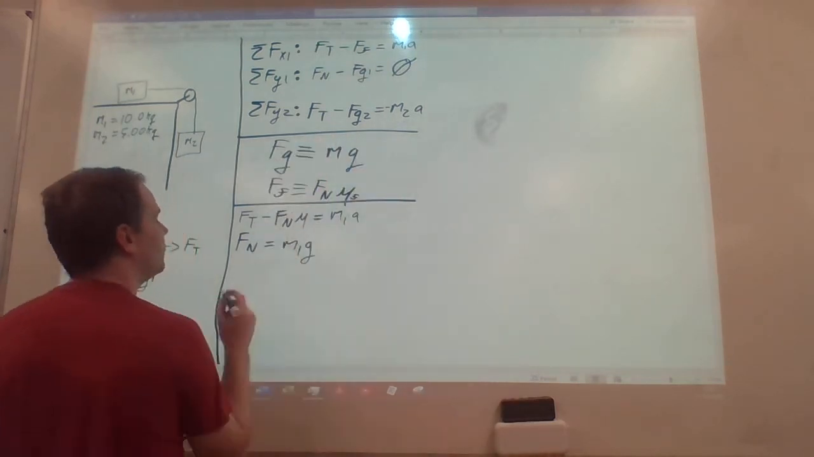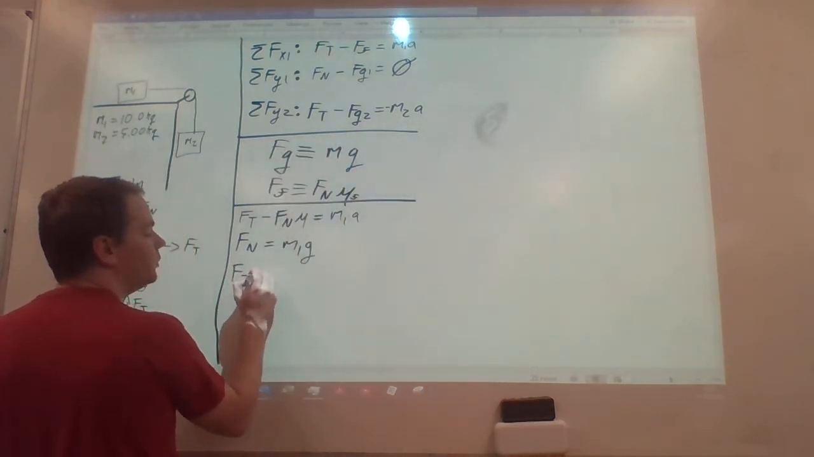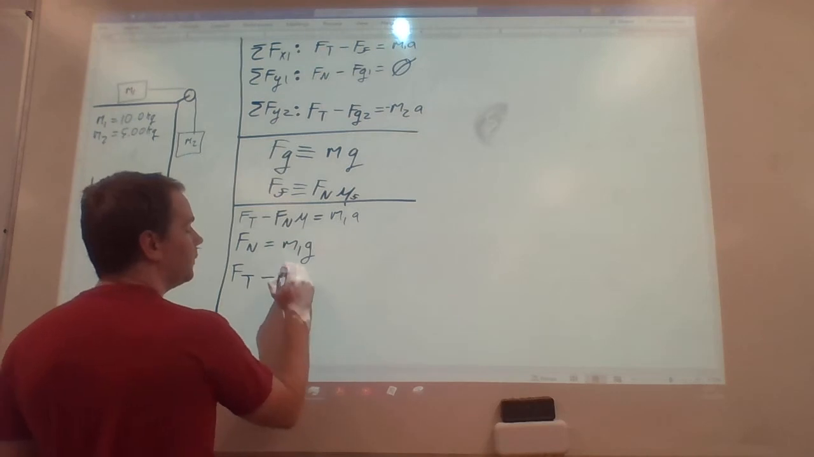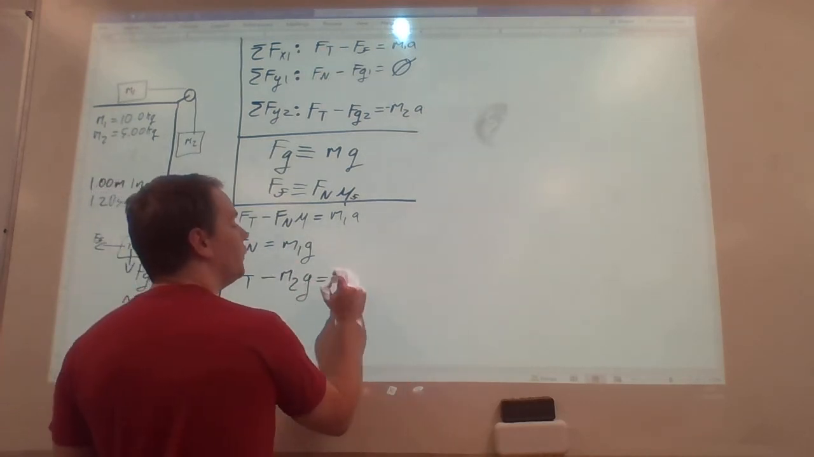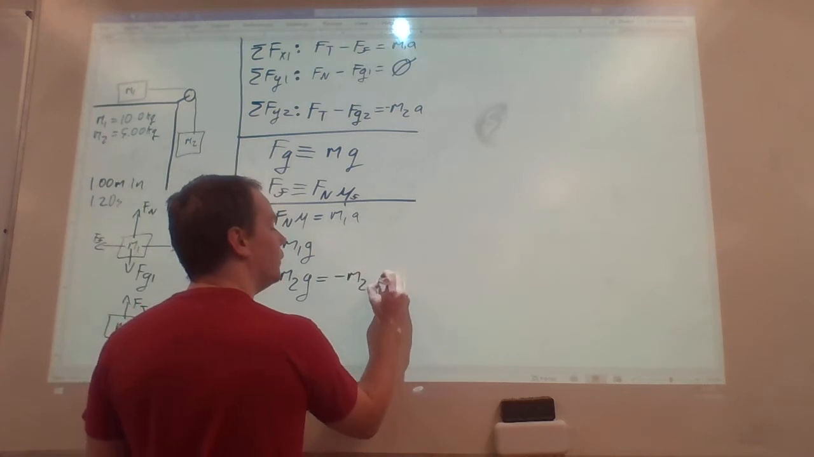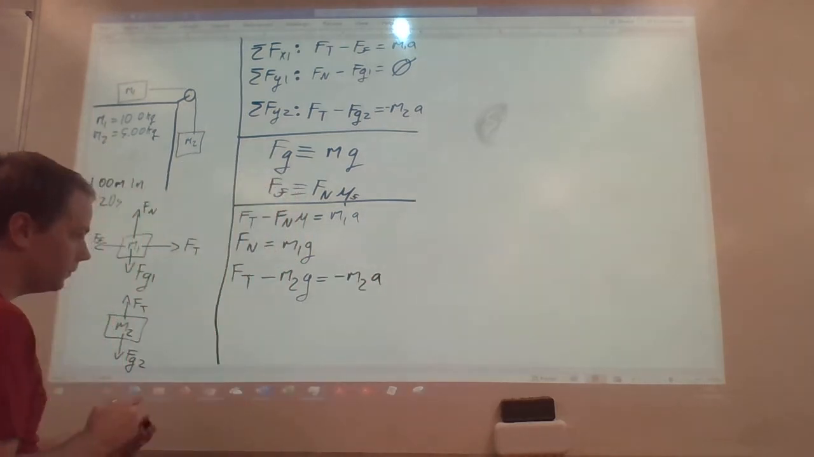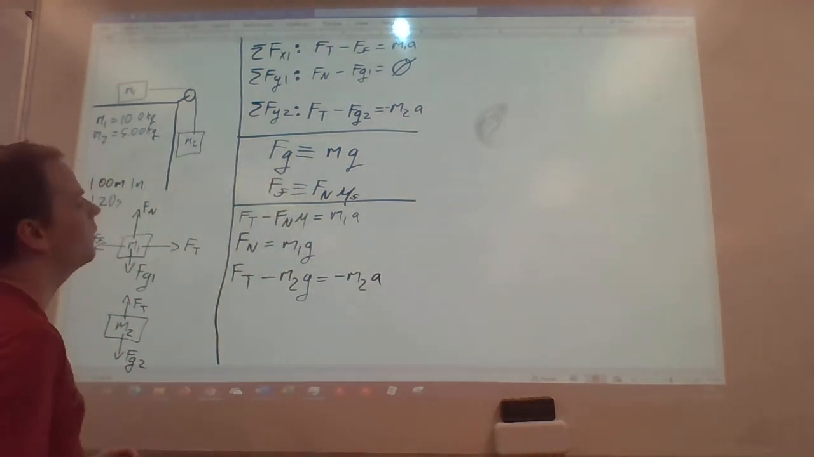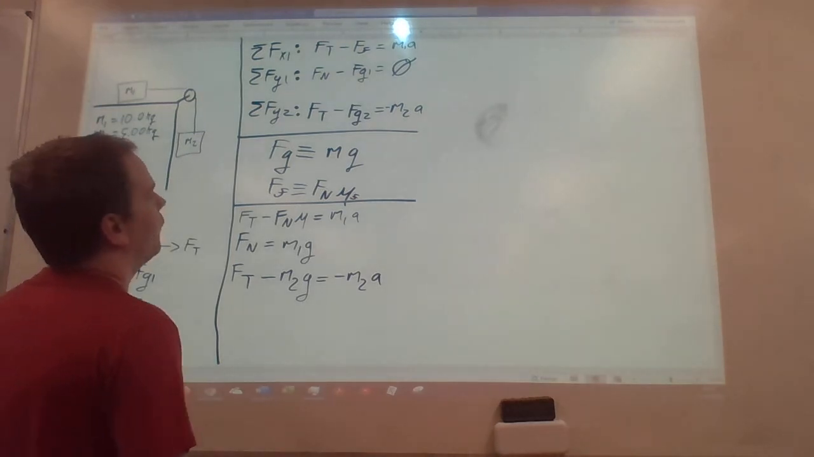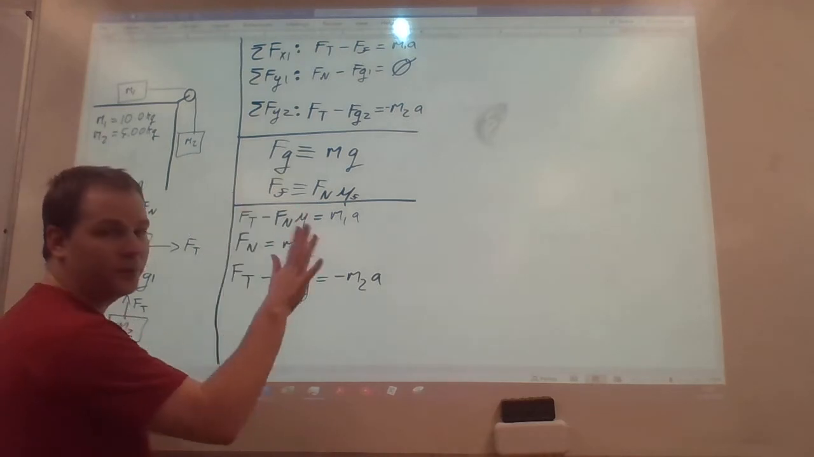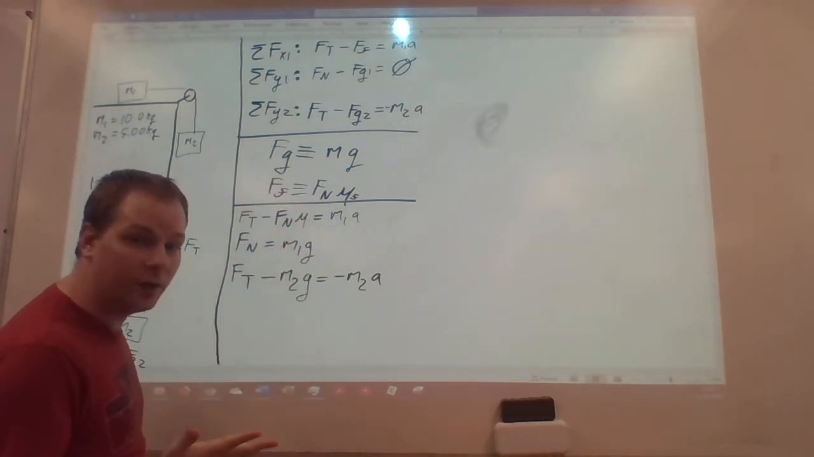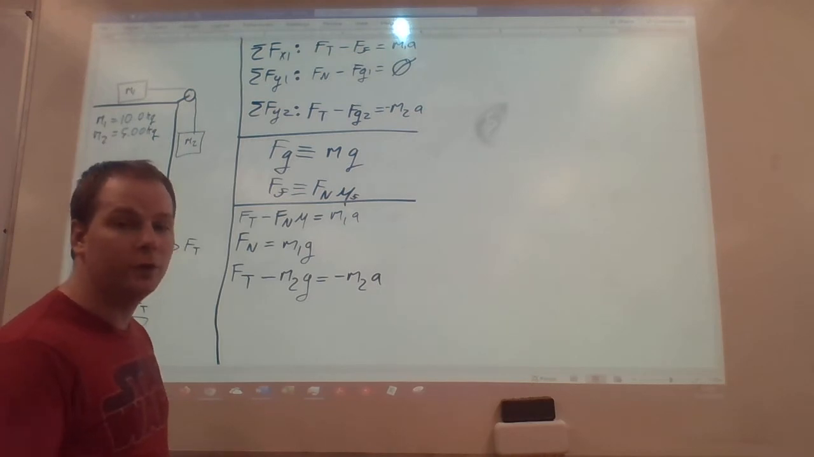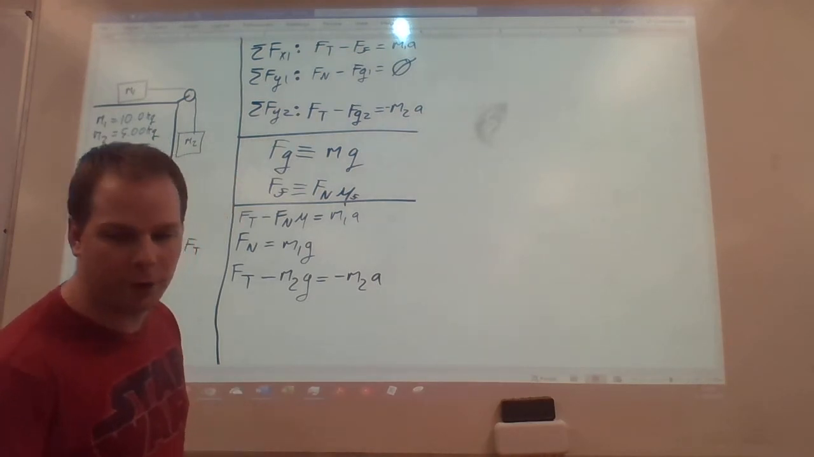And then this third one, the tension force minus m2g is equal to negative m2a. Okay, so all I did there was I substituted in our definitions for FG and FF to get rid of FG and FF, to eliminate some unknown variables.